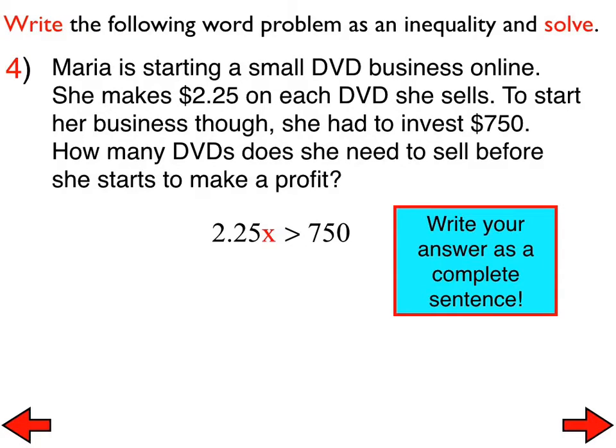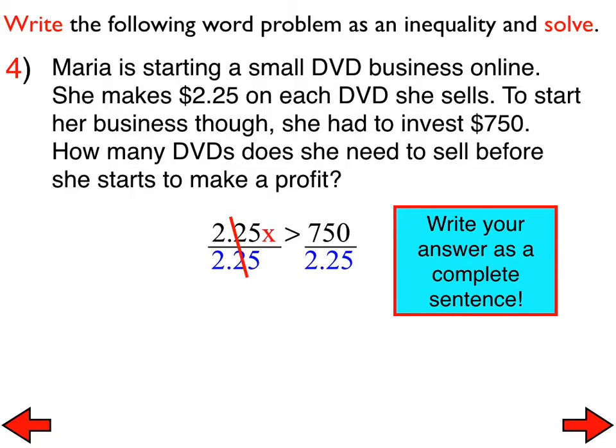Because the question asks, how many DVDs does she need to sell before she makes a profit? So she wants to sell as many DVDs as possible to make money, right? Okay, so this is just a one-step inequality. Go ahead and just divide it. So we're going to divide both sides by 2.25.